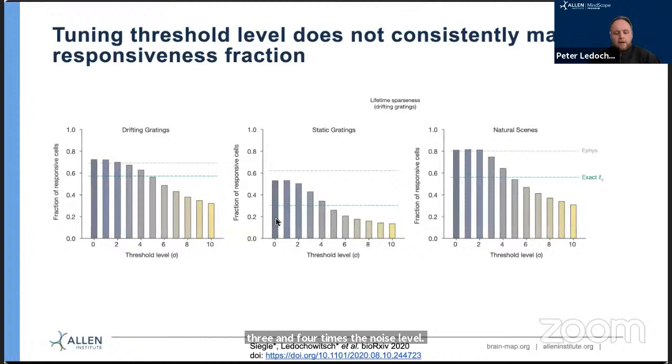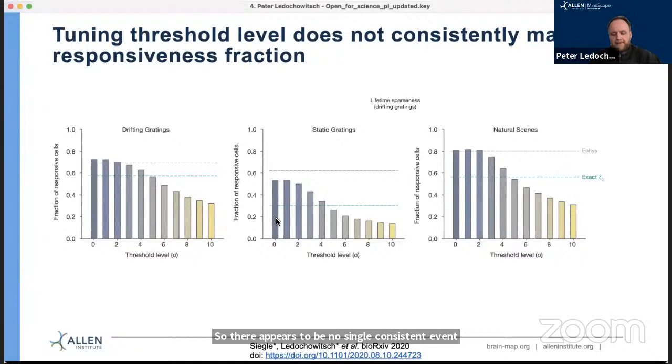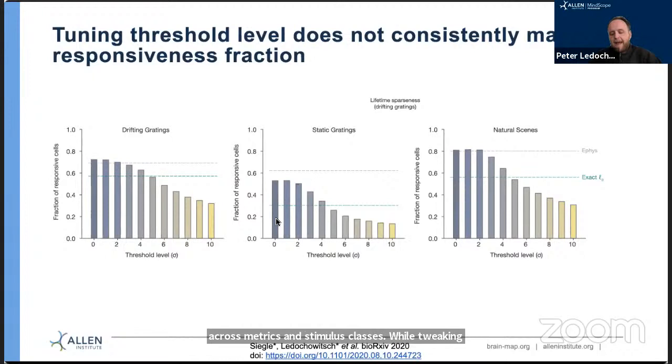The thresholding levels affect the responsiveness distributions as well. However, for drifting gradients and natural scenes, to match ETHIS responsiveness, we would need to set the threshold around 2 times the noise standard deviation, while for static gradients, even setting it to 0 does not fully close the gap between the two recording modalities. So there appears to be no single consistent event magnitude threshold that minimizes discrepancies across metrics and stimulus classes. While tweaking the event detection may help, it cannot be the complete story.